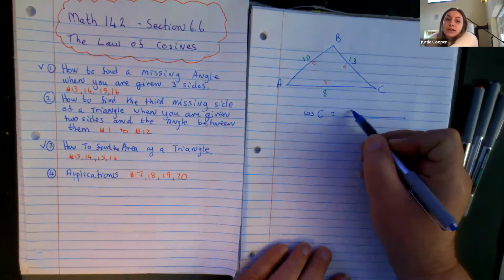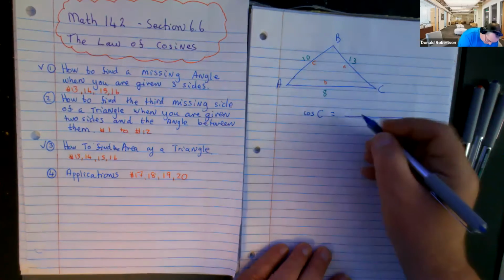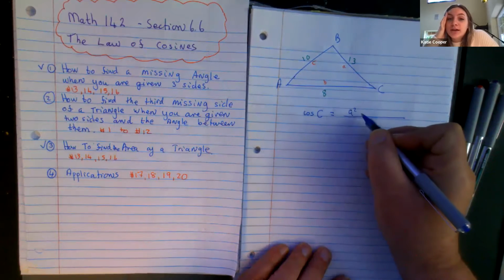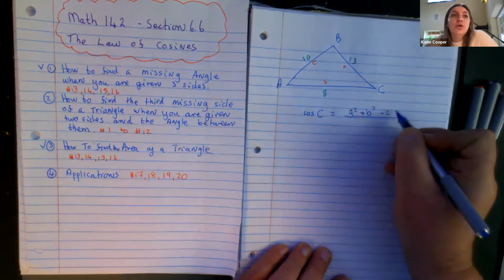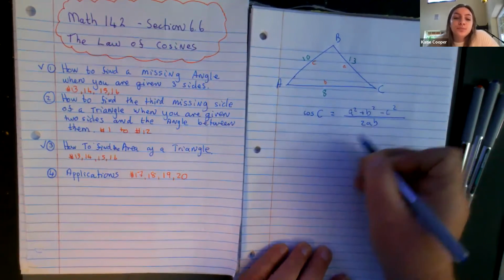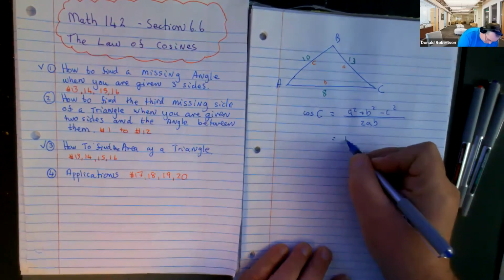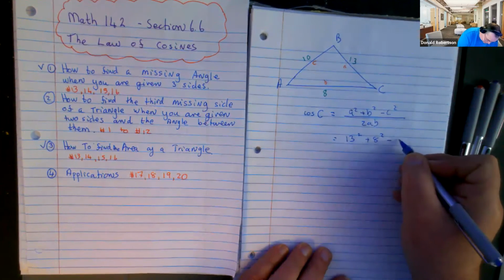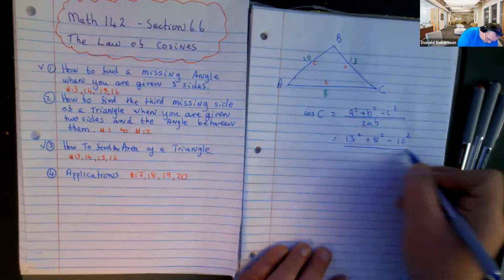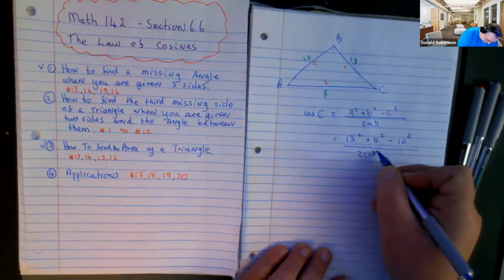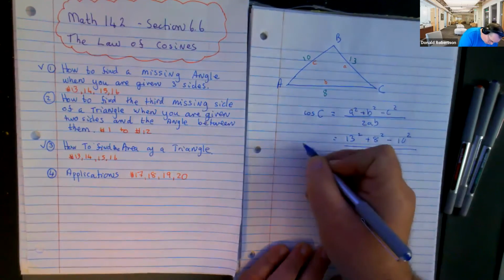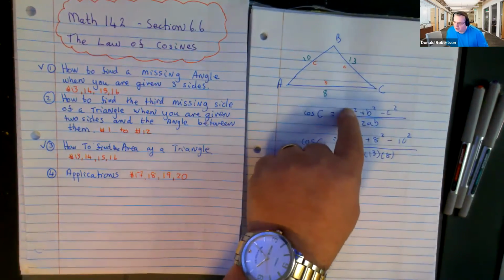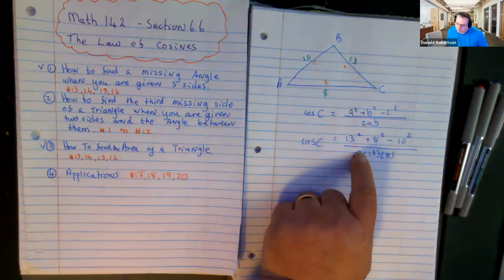13 squared plus 8. Oh, that is correct. Can you do the letters first? Oh, sorry. It would be A squared plus B squared minus C squared over 2AB. And I'll just fill in what you were going to say. You're going to say 13 squared plus 8 squared, take away 10 squared, all over 2 times 13 times 8. Are we all comfortable with which formula goes with which missing angle, and then plugging in the numbers, right?